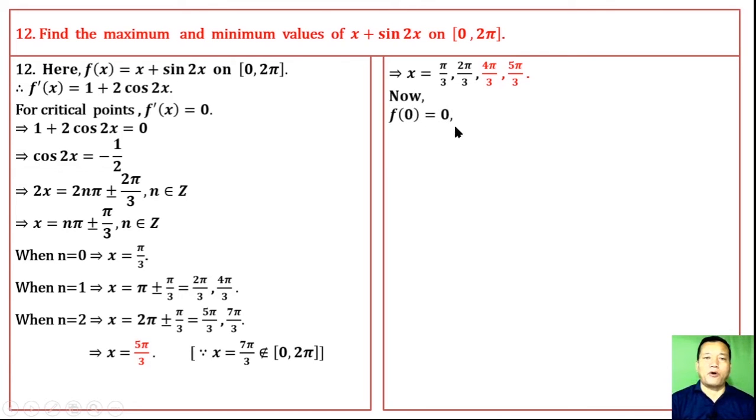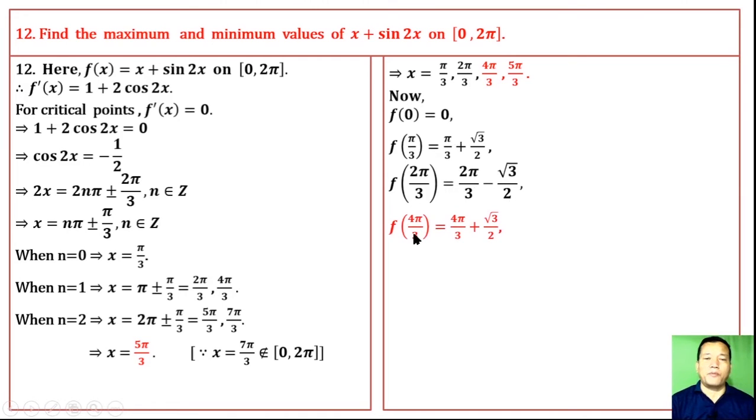Now, we find f at the end points of the closed interval and at these points. f of 0 is 0. f of pi by 3 is pi by 3 plus root 3 by 2. f of twice pi by 3 is twice pi by 3 minus root 3 by 2. f of 4 pi by 3 is 4 pi by 3 plus root 3 by 2. f of 5 pi by 3 is 5 pi by 3 minus root 3 by 2. f of twice pi is twice pi.